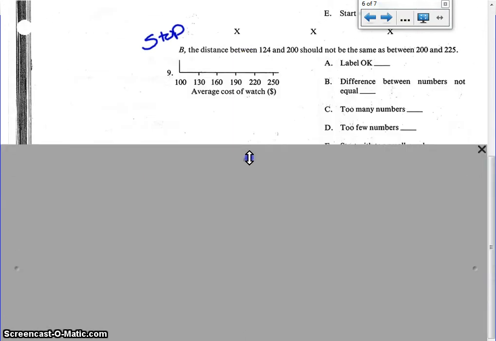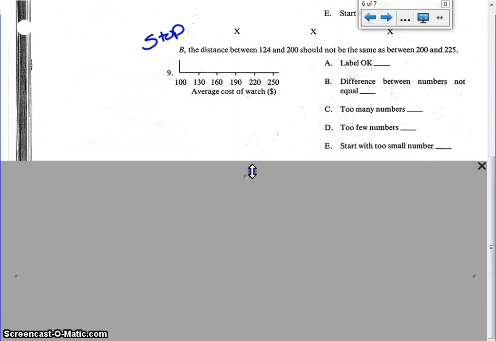All right, let's look at our next little example here. Again, go ahead and go. Either choose A, B, C, or D. I'm going to give you about 30 seconds.